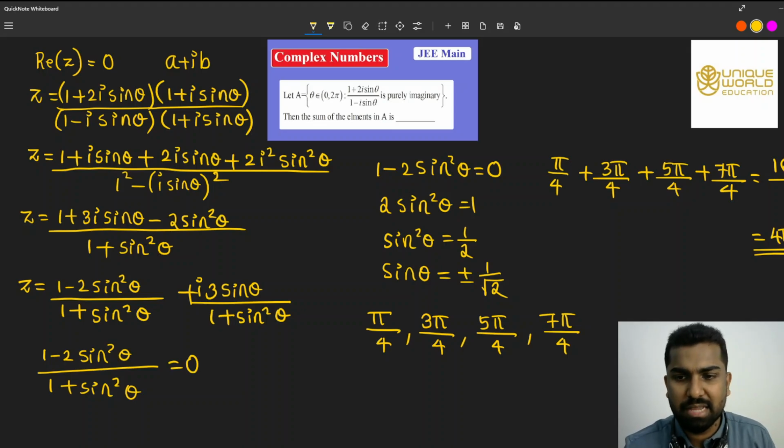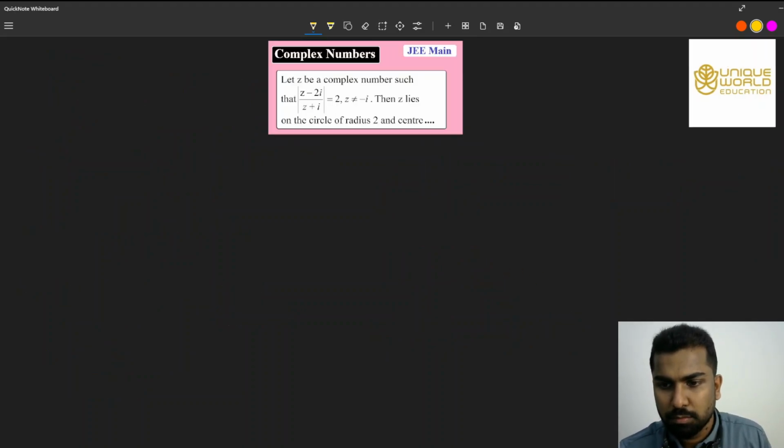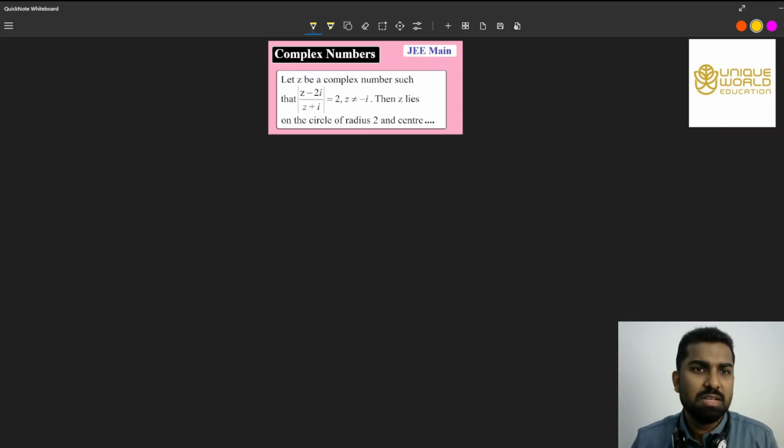So let's go to the next question. Z is a complex number such that the modulus of (Z minus 2i) divided by (Z plus i) equals 2, with the given condition Z not equal to minus i. Then Z lies on a circle of radius 2 and center.